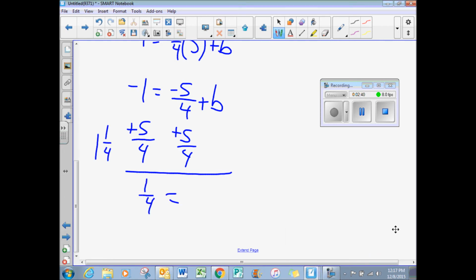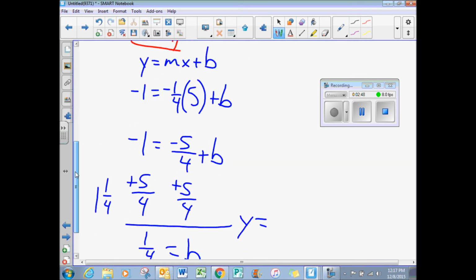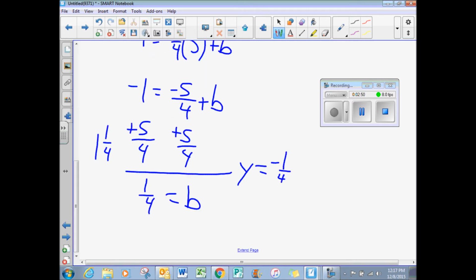Okay? So then we get y equals, what is my slope? Negative 1/4. Okay? So, you get to choose which way you like better. I think point slope.